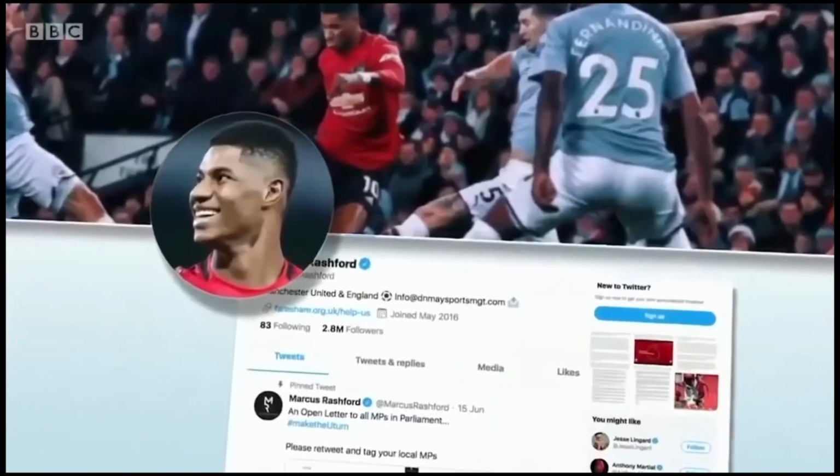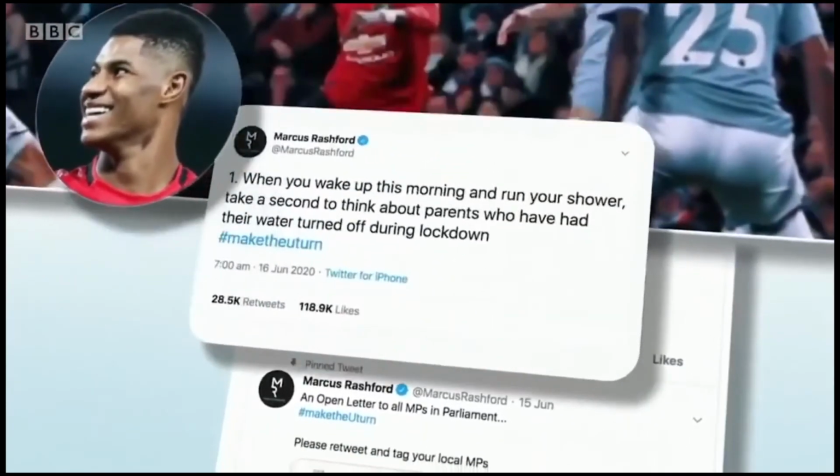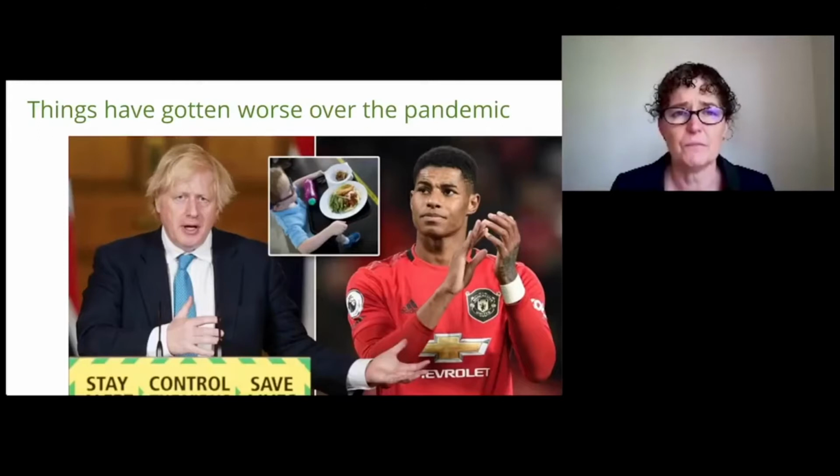There's widespread public support for Marcus Rashford's campaign when he called for free school meals to be extended to families during lockdown when children weren't in school. And this campaign led to a reversal of government policy.